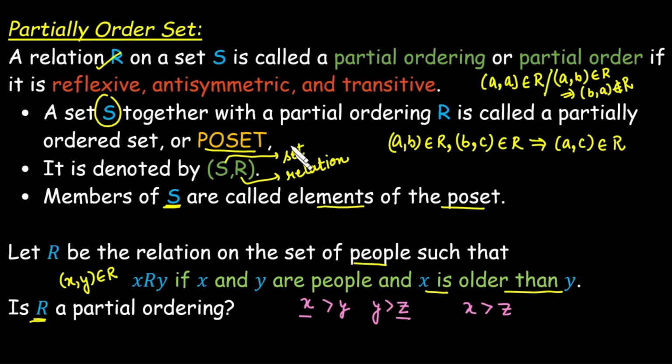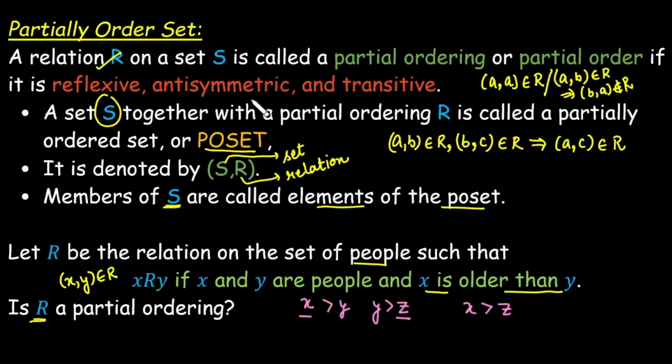Now, is it antisymmetric? If they are different persons and X is older than Y, can we say that Y is older than X? No. So clearly the reverse form is not applicable in this case. It means it is antisymmetric as well.